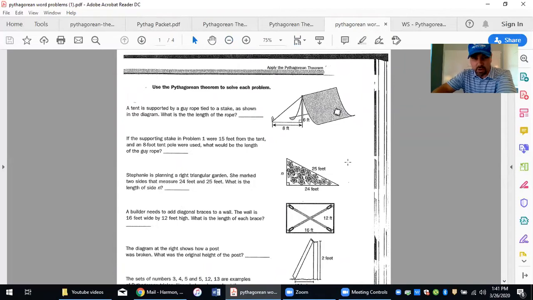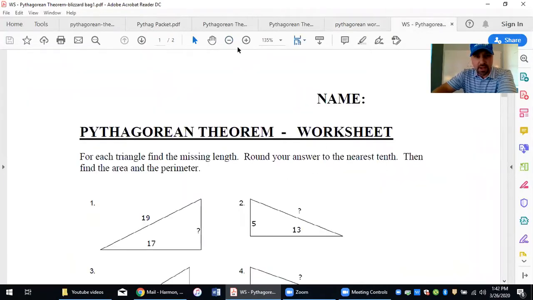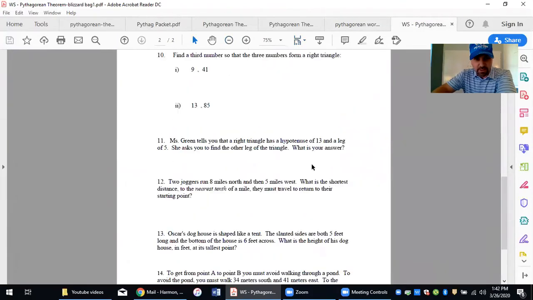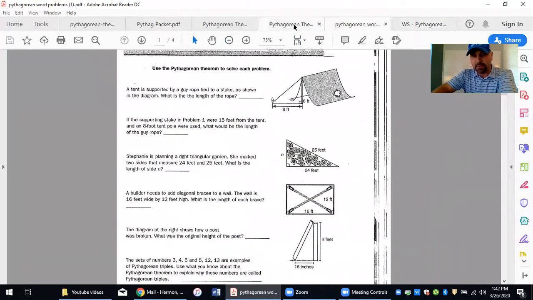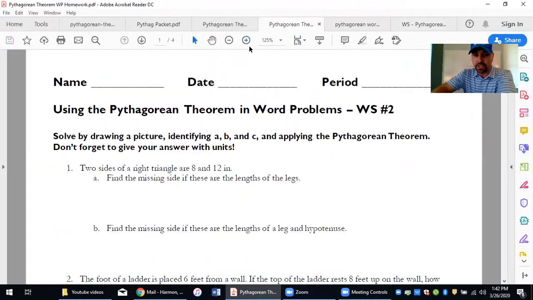So if you're trying to do some word problems, maybe start with these. They have a picture to go with them. And then another pretty basic worksheet. Okay, so a lot of this is repeat. It's just giving you plenty of practice. So let's do a couple word problems, and then we will end there.